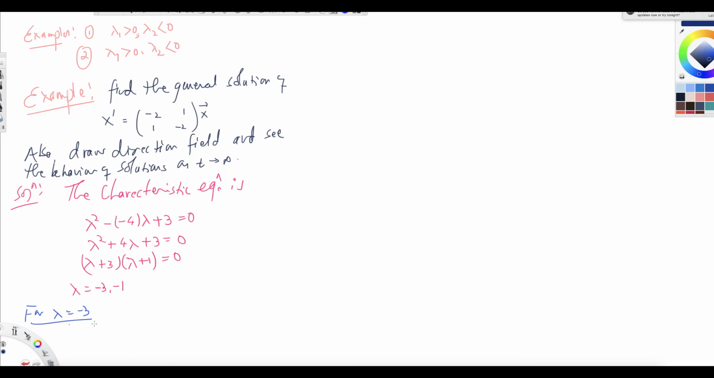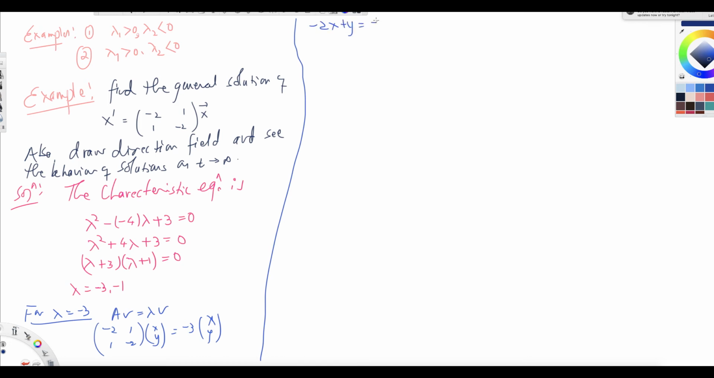It says that for lambda equals negative 3, A v equals lambda v. A is negative 2, 1, 1, negative 2. Let us say v is (x, y). You can do x1, x2, no problem. (x, y) equals lambda, which is negative 3, times (x, y). And then what you get is negative 2x plus y equals negative 3x.